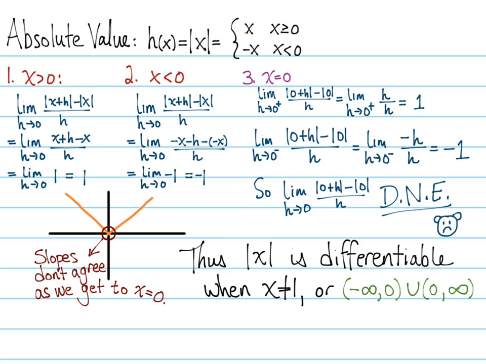And just because the derivative doesn't exist doesn't mean it's not continuous there. Remember, if it's differentiable, then it's continuous, but you can be continuous and not differentiable. And so we say that this is differentiable when x is not 0.